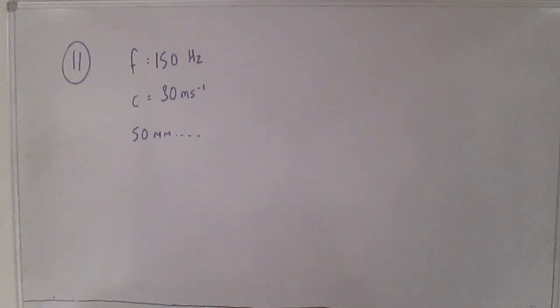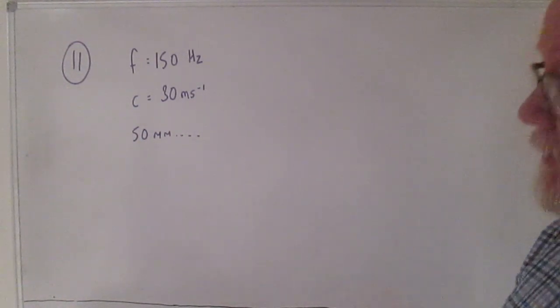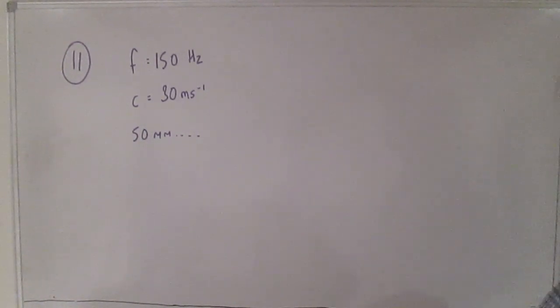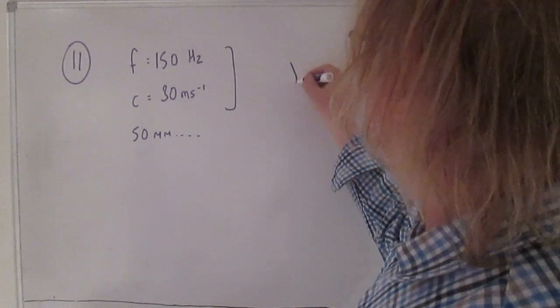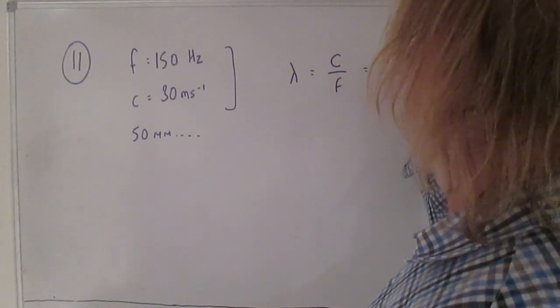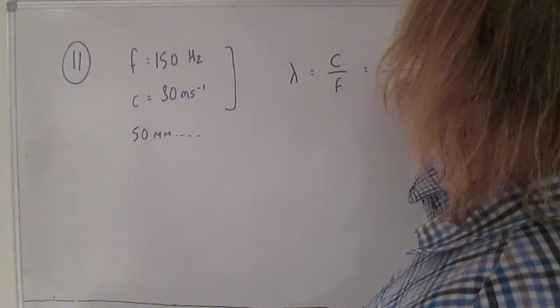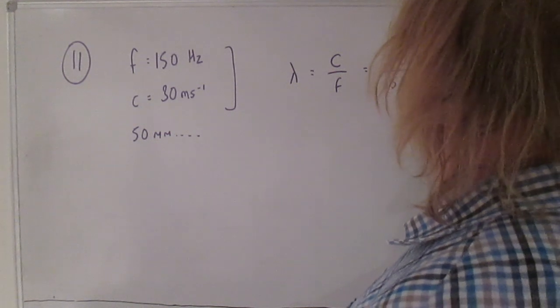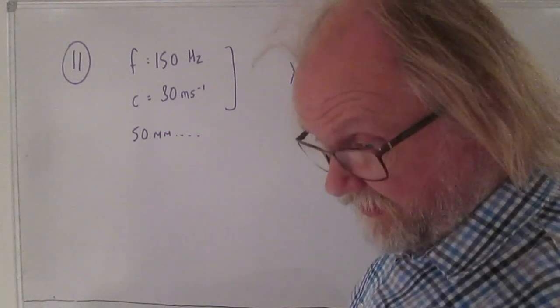So in question 11, the key is going to be to find the wavelength, and then if we find out what fraction of a wavelength that 50mm separation corresponds to, we can easily work out what the phase difference will be. So the first job is to use these numbers and get lambda is equal to c over f, which is 30 over 150, which is 0.20 meters is the wavelength.